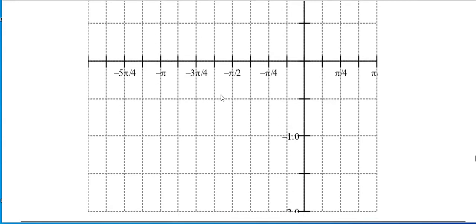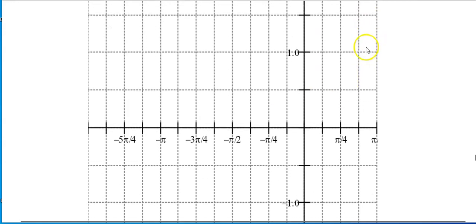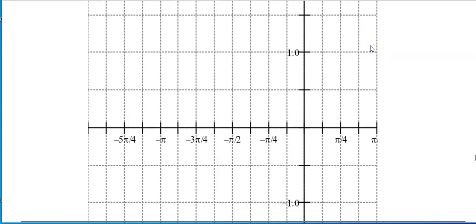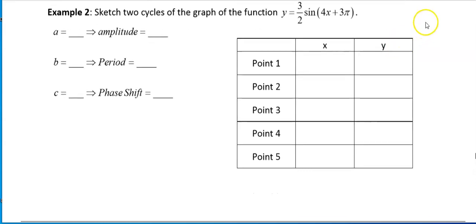What's the amplitude? 3 over 2. Okay, so it's 1.5. Ooh, I'm going to have to make my screen a little smaller, I think, because I can't quite see it. There's a y value of 1.5 at the top. Oh, all right, well, I'm going to try to graph it anyway. Let's come up with the x and the y values first.